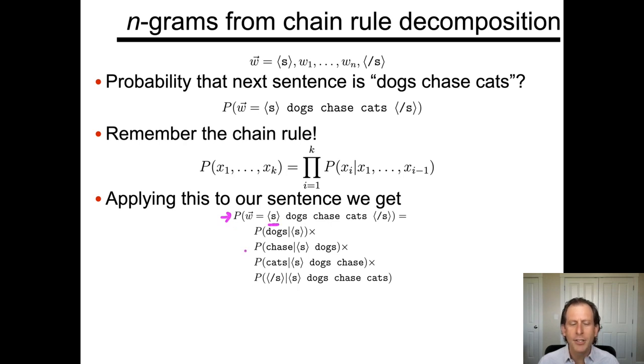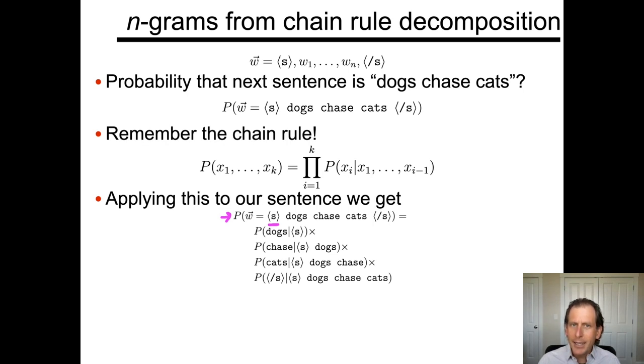This is obligatory. I have to start a sentence with the beginning of sentence marker. So that has probability 1. But all of the other probabilities are going to be the probability of dogs given the beginning of the sentence, so dogs being the first word of the sentence. Chase being the second word of the sentence given that the first word is dogs. Cats being the third word given dogs chase. And then that the sentence ends after the word cats, after the whole string dogs chase cats. So that's the joint probability decomposition using the chain rule.